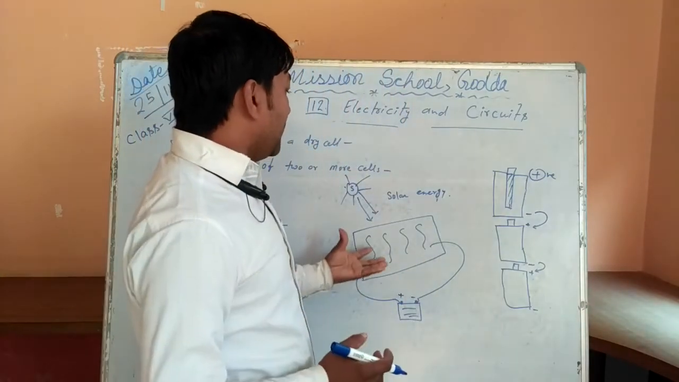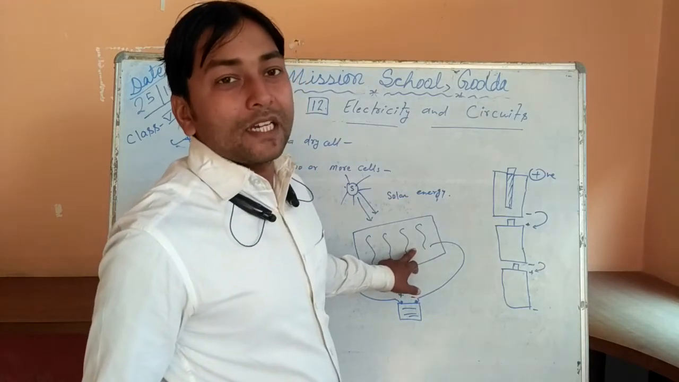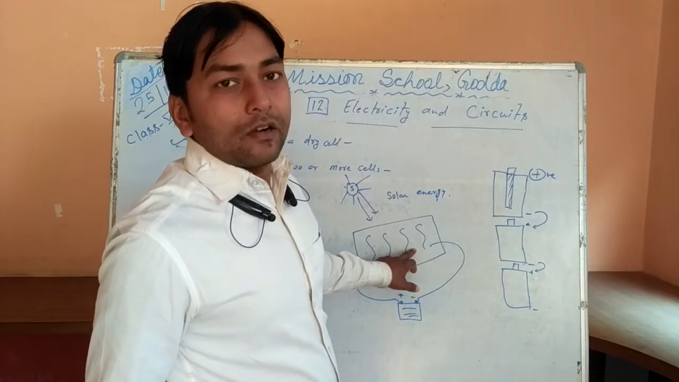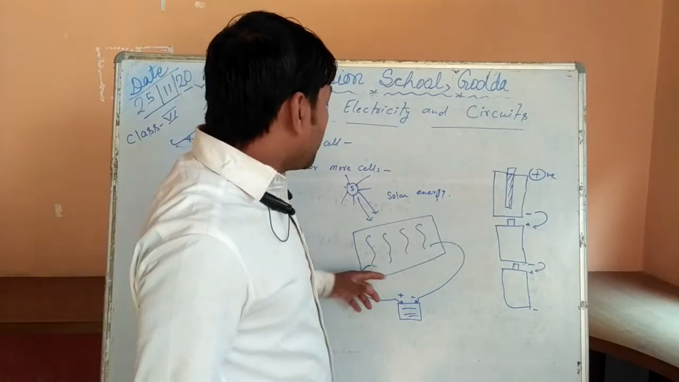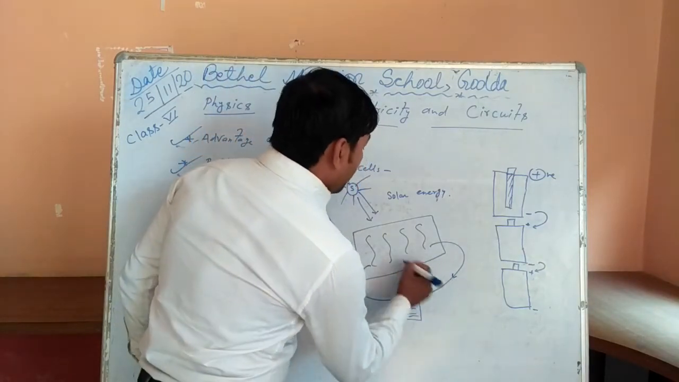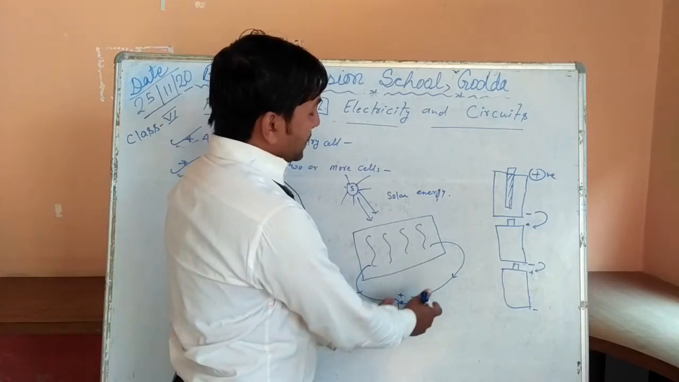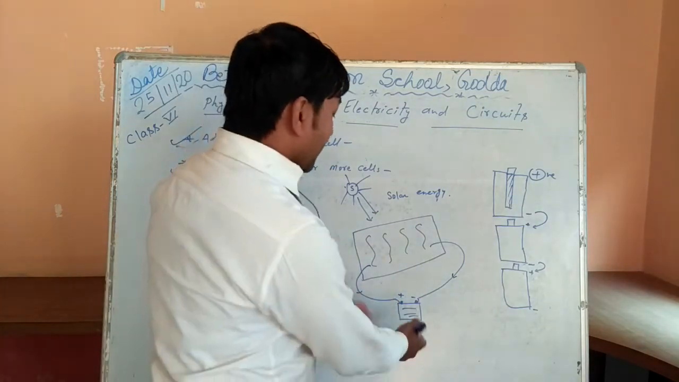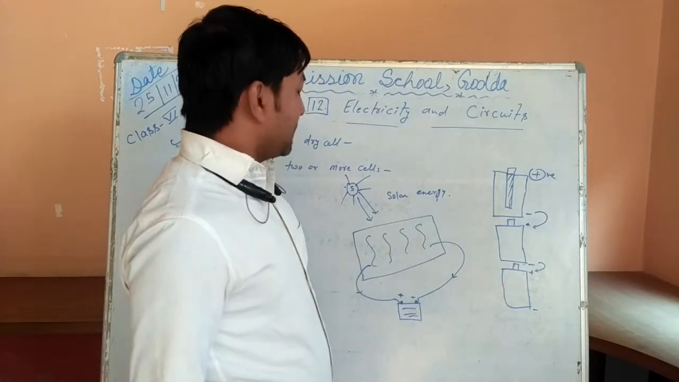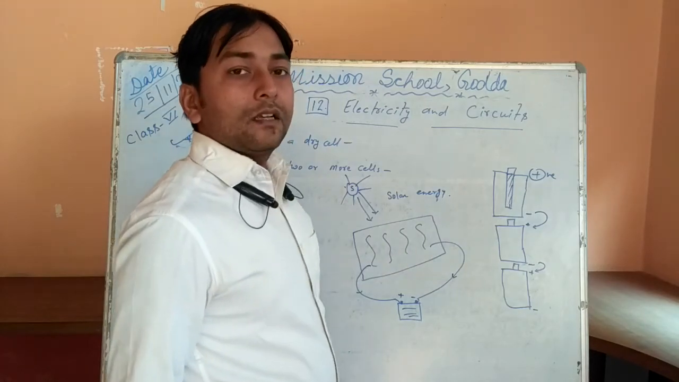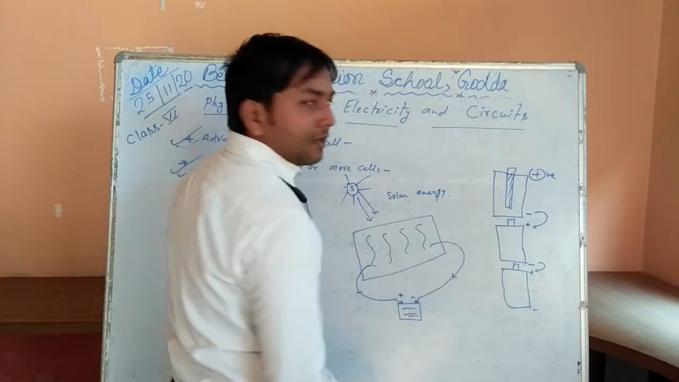So that is the solar panel, and which wire is used here? It is silicon. Silicon wire is used under the solar panel, and two wires are taken from the panel, and that is used to charge a dry cell. That is a battery. Or, if you don't charge the battery, you can directly glow a bulb also.